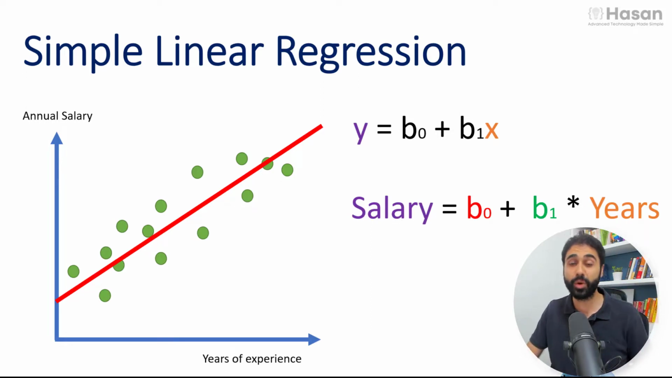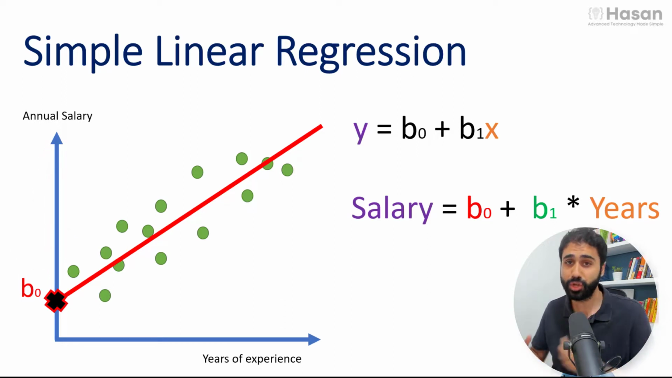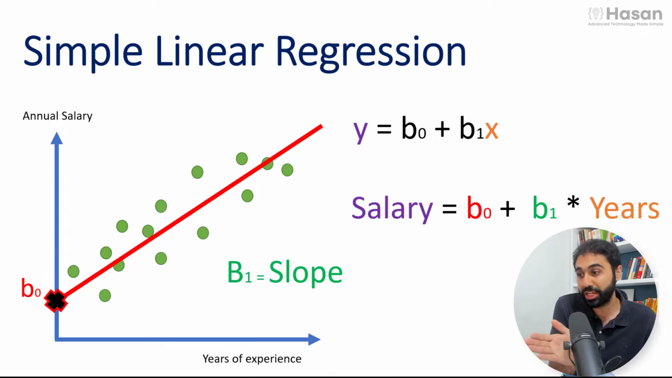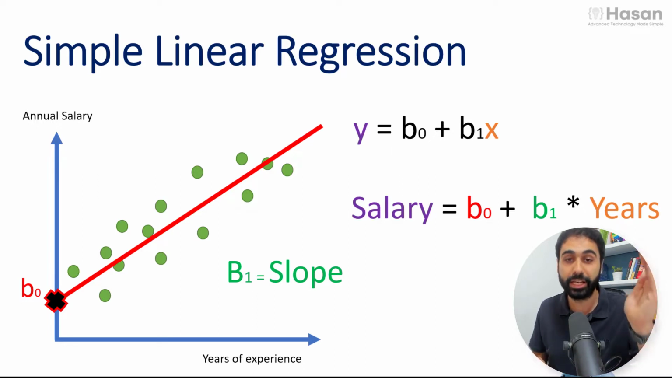What is b0 in our case? It's simply the intersection between the line and the axis. So when x is equal to 0, years of experience in our case equal to 0, y will be equal to b0, which will be the intersection between the line and the y-axis. And b1 is simply the slope of the line. So in this way, we can know that when we increase the years of experience, the salary will automatically also increase. So we have a relation between x and y, which is b1, the slope of the line.